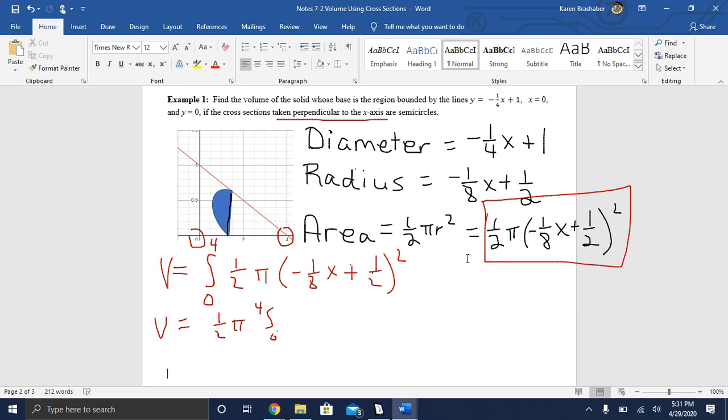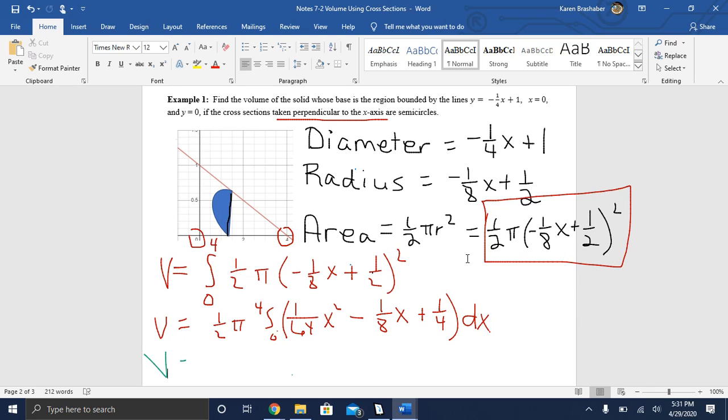So that's going to square and become 1/64 x squared minus, and then we'll have 1/16 and 1/16. That'll be negative 2/16, which reduces to negative 1/8 x plus 1/4. This is what we're integrating, dx. So now we'll actually do the integration.